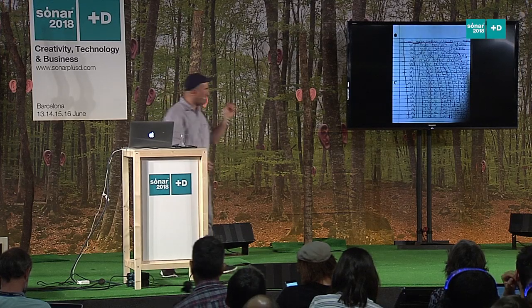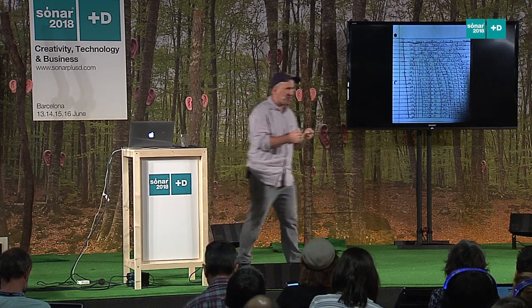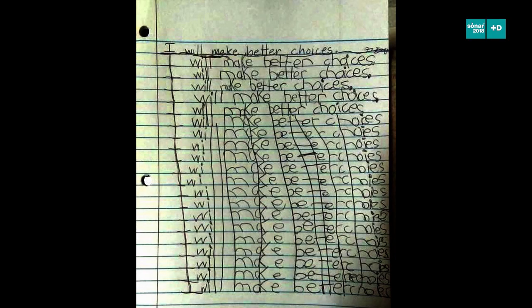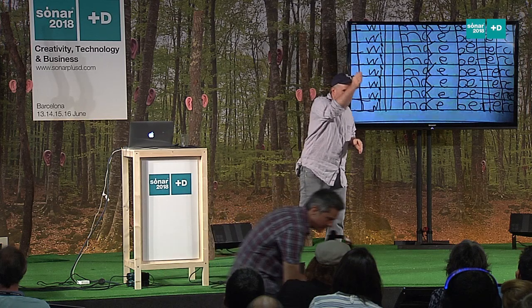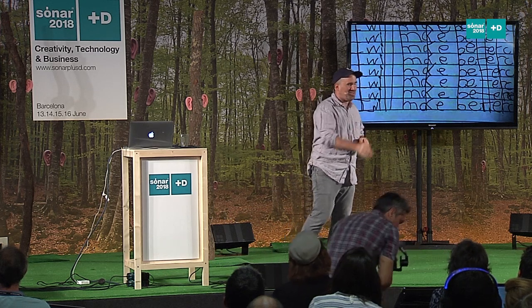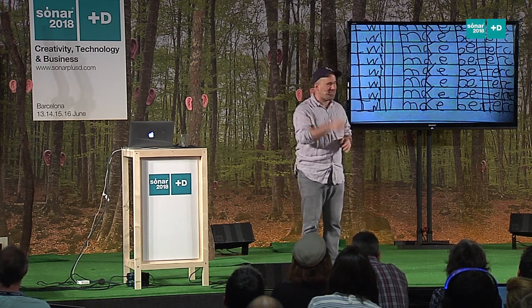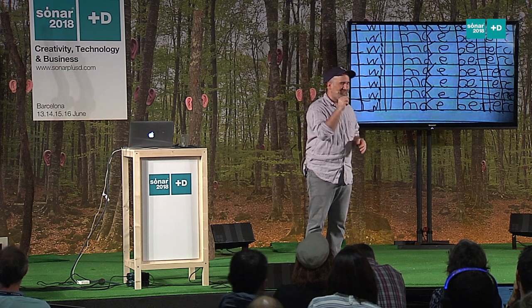I think this picture really explains it quite well. This kid had to write, "I will make better choices," over and over again. You can see by the end, by the bottom, he's written a single line for the L's. Like for the "will," he just draws a single line to draw all the L's. That's amazing. I think this kid is amazing.